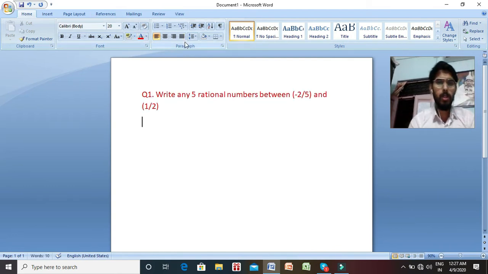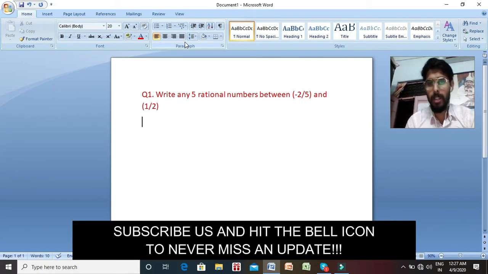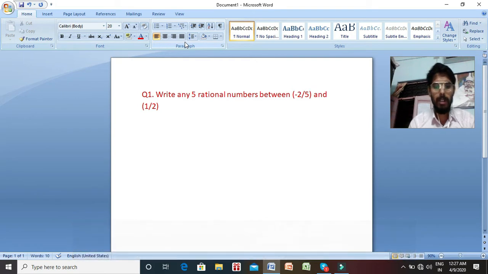Okay, so here's the first question. Write any five rational numbers between -2/5 and 1/2. So in this case, all we need to do is find five such rational numbers whose values are in between -2/5 and 1/2.